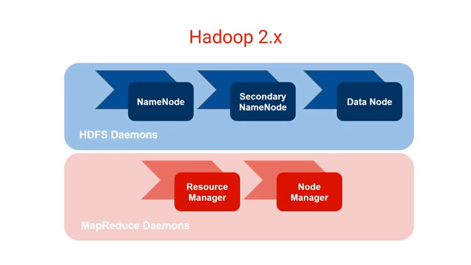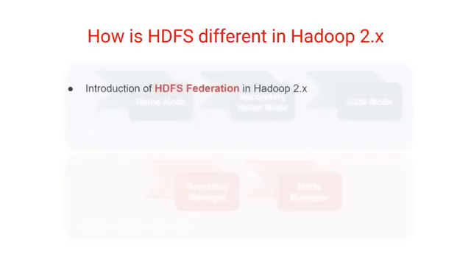Now let's understand how HDFS in Hadoop 2.x is different from the one in Hadoop 1.x. So in Hadoop 1.x, there was no concept of partial namespace availability. If the name node went offline for whatever reason, then the entire cluster was also offline. In Hadoop 2.x, a new feature was introduced called HDFS Federation, which helps in partial namespace availability. We'll see this concept in detail later in this module.